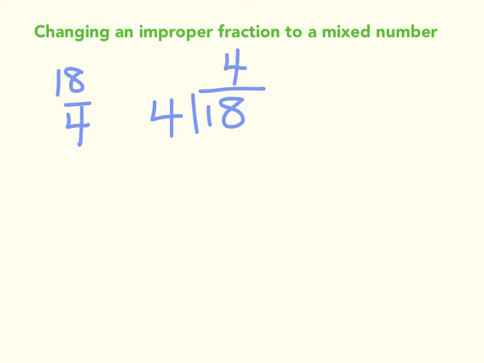And 4 times 4 is 16. So I subtract that from my 18, and I have 2 left over. I cannot take any 4s from that. So this becomes 2 as my numerator and 4 as my denominator. So there we've changed 18/4 into a mixed number, which becomes 4 and 2/4.